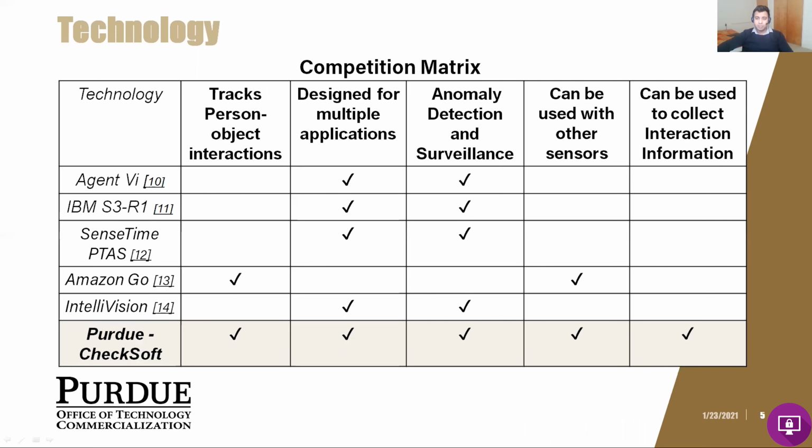Our system can be used for anomaly detection and surveillance since it is additionally equipped to track associative relationships between people and objects. CheckSoft can be used in complicated applications such as airport checkpoint security, which other systems are not designed for. Although our architecture is based on computer vision, it can be used with other sensors as well, such as weight sensors or RFID sensors, depending on the application. CheckSoft can also be used to collect interaction information, which can be used by businesses to better serve customers.